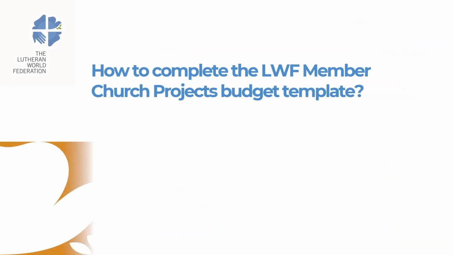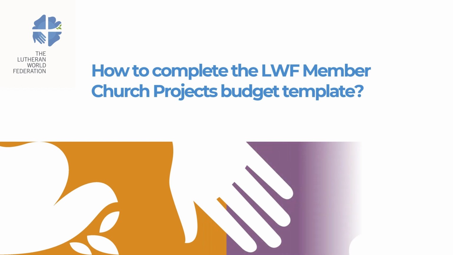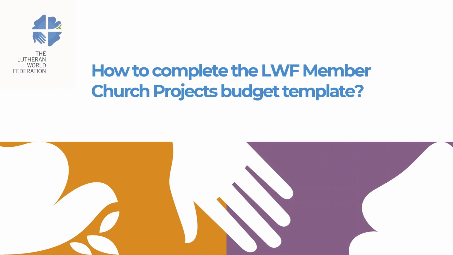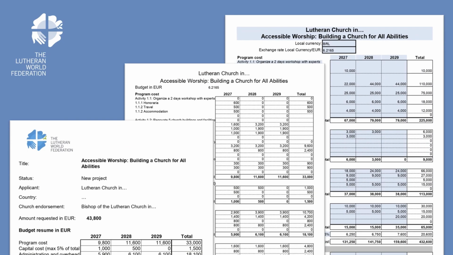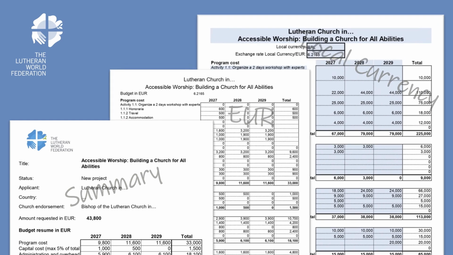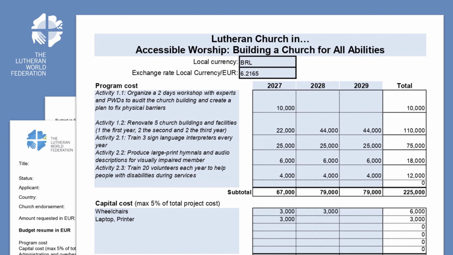This step-by-step video will help you to prepare the Member Church Project's budget template. So let's get started. The Member Church Project's budget format includes 3 sheets: a cover page with a summary, a budget sheet in euros, and a budget sheet in local currency. The process starts with the third sheet, the budget in local currency.